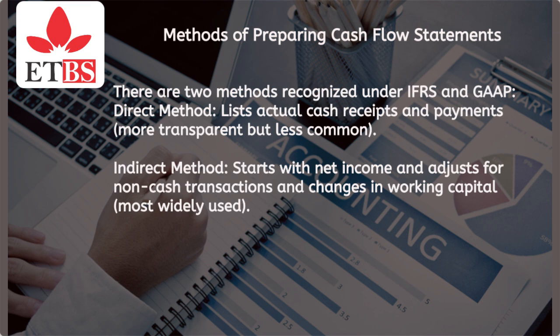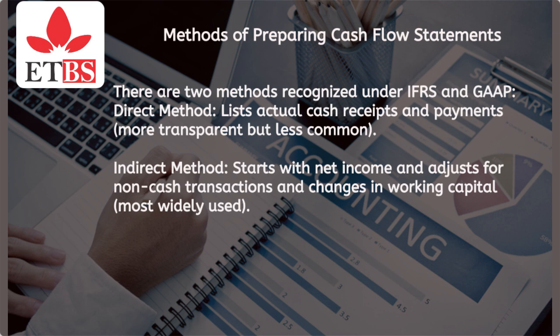Cash flow adequacy ratio measures whether operating cash flows are sufficient to cover fixed commitments like debt repayment and dividends. Quality of earnings: high net income with low cash flow may indicate aggressive revenue recognition or poor receivables management.